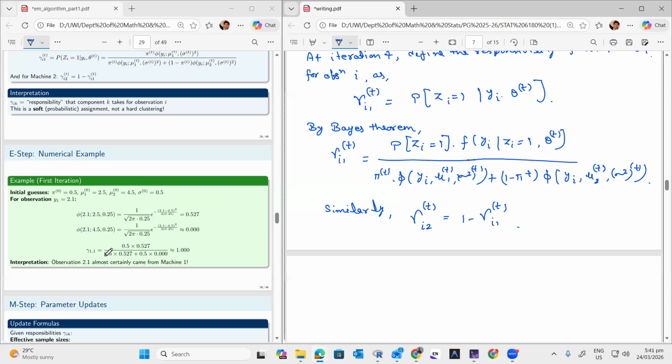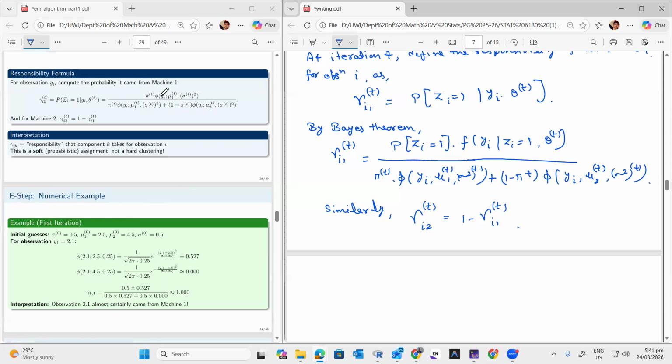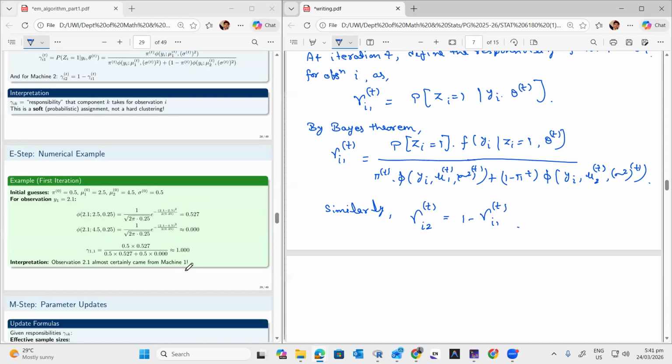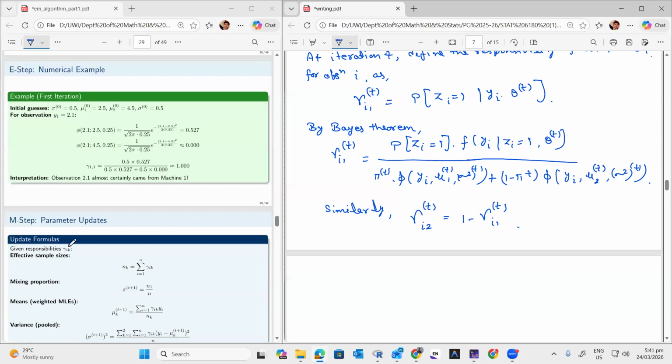So here what we are going to do, gamma 11 is equal to 0.5 into 0.527 from this formula that we observed here. So pi t, that is 0.5 into the phi value of phi I, that is 0.52, divided by 0.5 into 0.527 plus 0.5 into 0. So that is 1. So observation 2.1 almost certainly comes from machine 1. Okay, that is what it is showing.